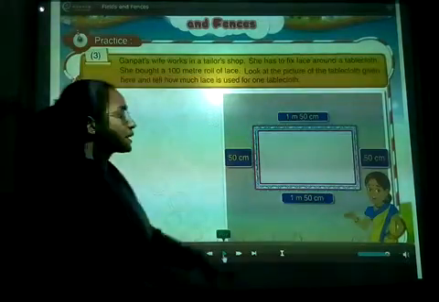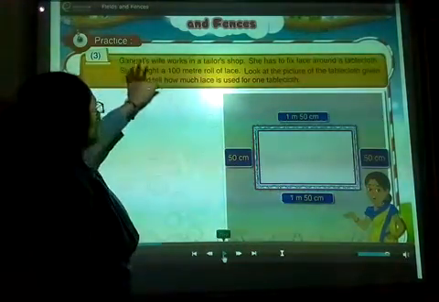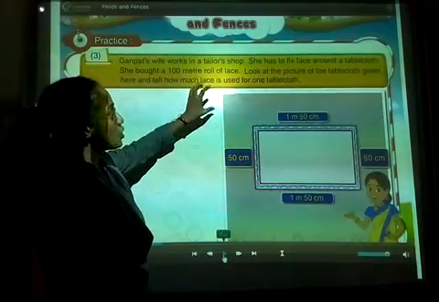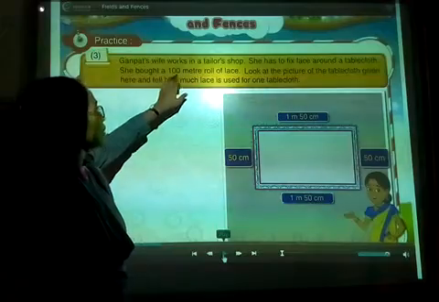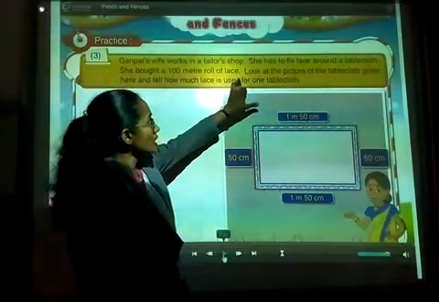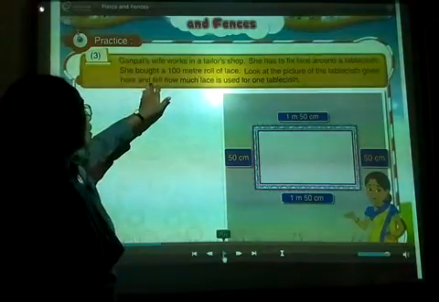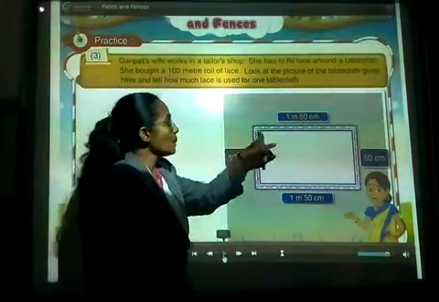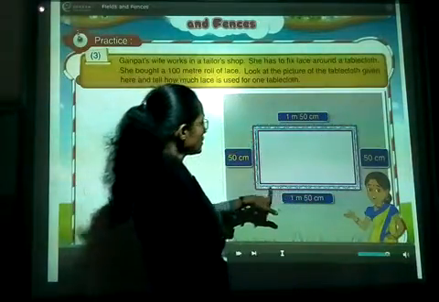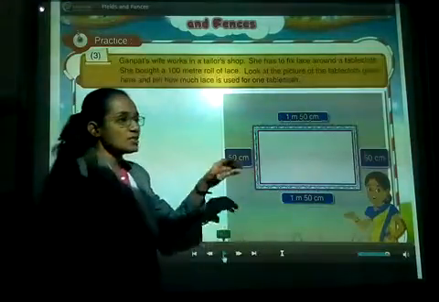देखो, previous period में हमने ये blackboard पे already कर दिया है, ओके, कि Ganpat's wife works in a tailor shop. She has to fix lace around the tablecloth. She bought a 100-meter roll of lace. Look at the picture and the tablecloth given here and tell how much lace is used for 1 tablecloth. यहाँ पर tablecloth दिया हुआ है, उसकी lace मतलब उसकी जो border line में जो होती है, तो same here.